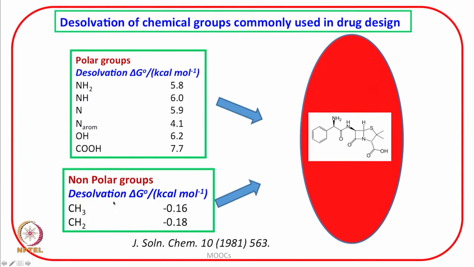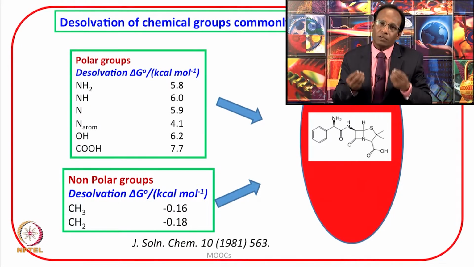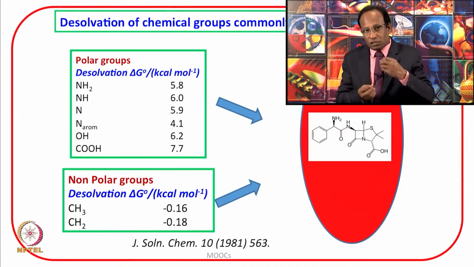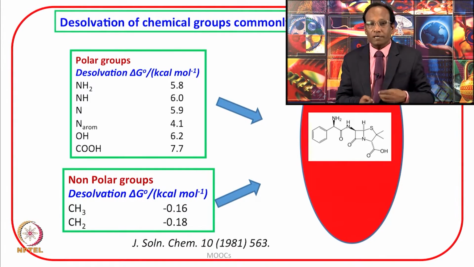Now, on the other hand, if we look at the non-polar groups, the non-polar groups have a minimum delta G naught. Actually, it is negative, because we know that the non-polar, hydrophobic groups anyway do not like water. They would like to get out of water, and that is why the desolvation free energy delta G naught for hydrophobic groups is negative.